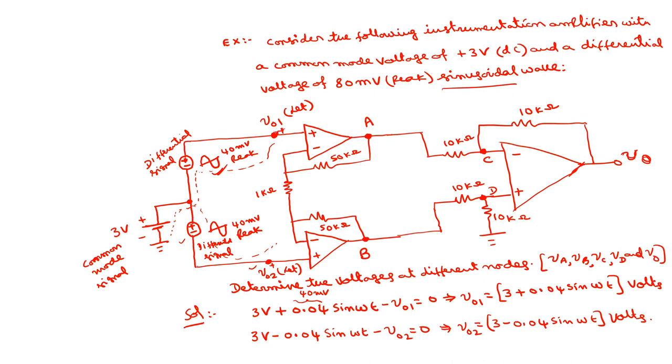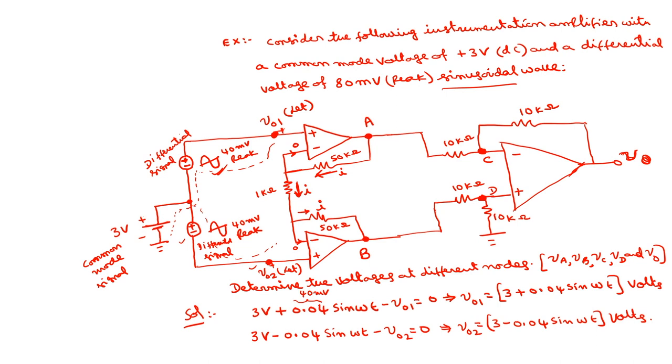So we have determined this V01 and V02, but we have to find out VA, VB, VC, VD and the final output V0. How to find out VA? If I assume that this current I flows in this direction, because here the current is 0, since you are assuming that the op amp is ideal, whatever current is coming from here, the entire I will flow through this 1 kilo ohm resistor. Similarly, whatever current is coming here, this entire current flows through this 50k resistor because this current is 0.